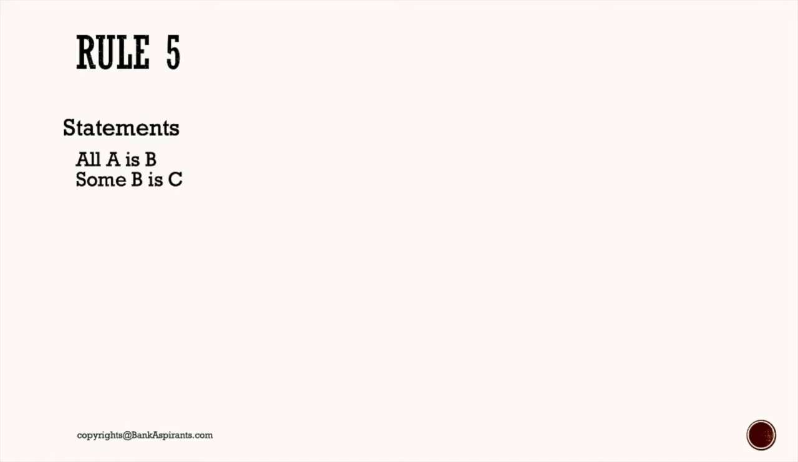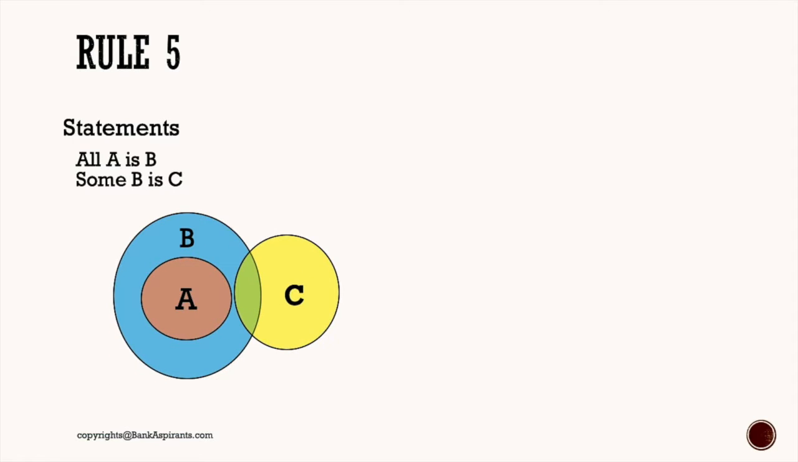See the statement that is given: All A is B, some B is C. We all know how to draw diagrams for this statement. All A is B, so first draw a diagram for A inside B, and then intersect B with C. That's all. So see, all A is B, some B is C. Okay, now see what conclusion we can derive from this diagram.